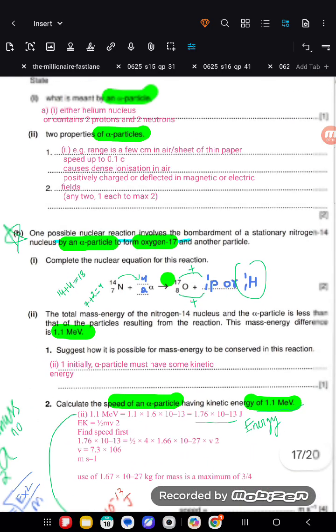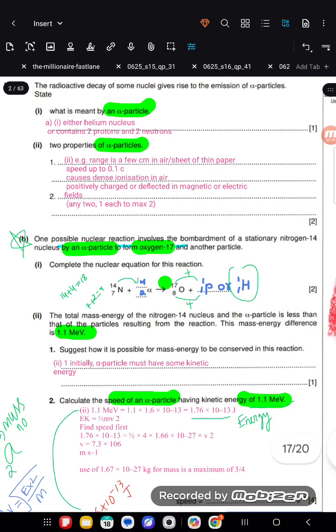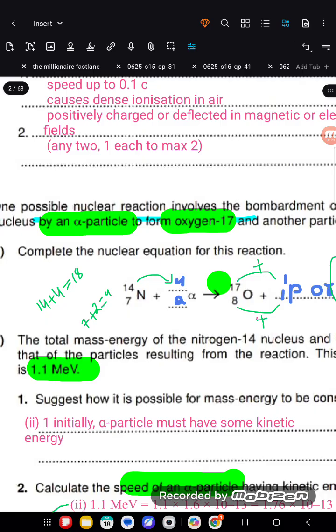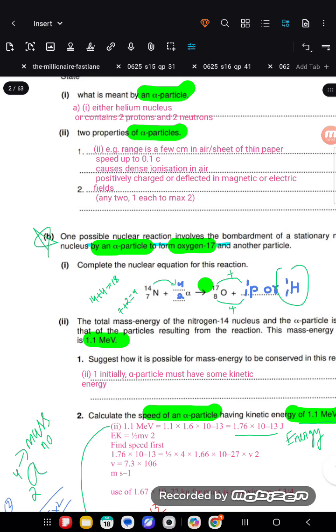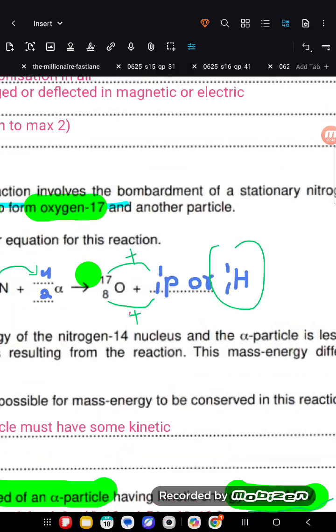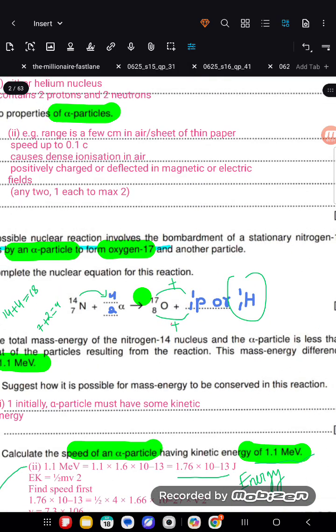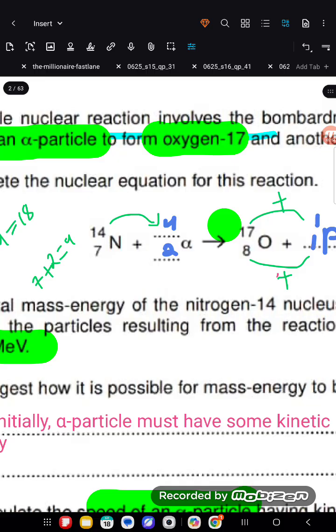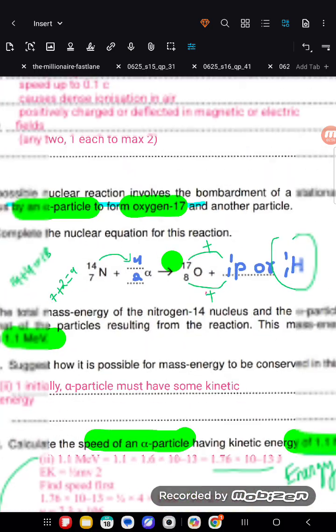So you can see here they are saying one possible nuclear reaction involves the bombardment of nitrogen 14 whatever. The main thing is they are saying alpha particle. Okay, it means alpha decay. Okay, then complete the nuclear reaction. So you have to focus on the main word. Okay, what they are saying. So this one they have given this is 14 and 7. Okay, and here in the left side, the left side is 14 and 7. Here on the right, it is 17 and 8.